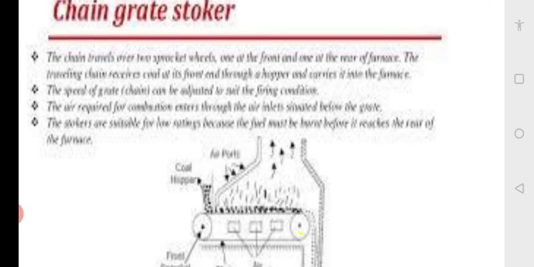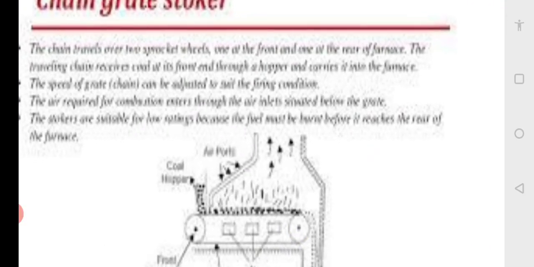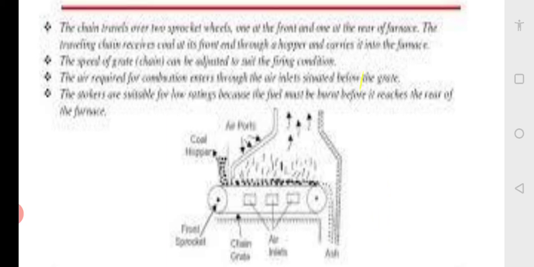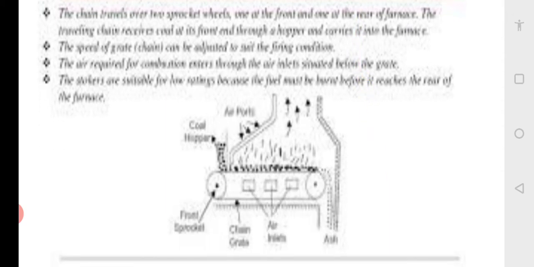So as I was telling, stokers. Stoker means to supply the lumped coal into the boiler. We should have some mechanical arrangements. It is not manually possible. So this is a stoker. Now this is a chain grate stoker.